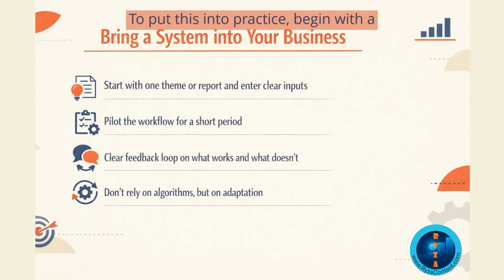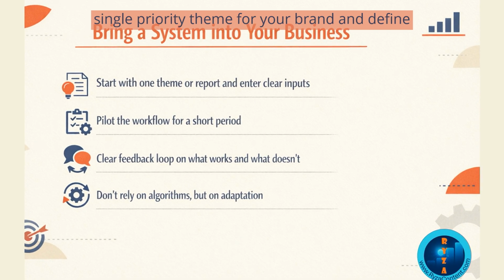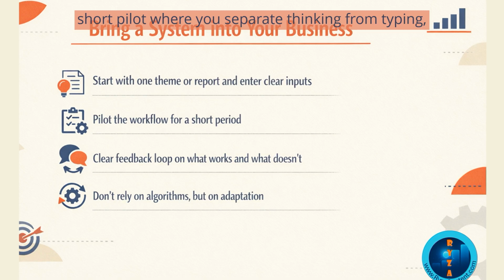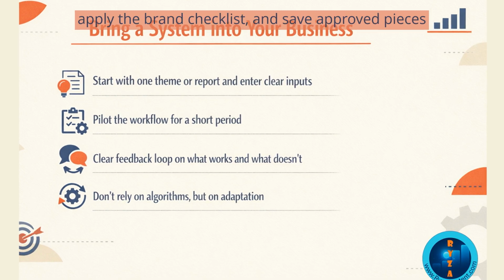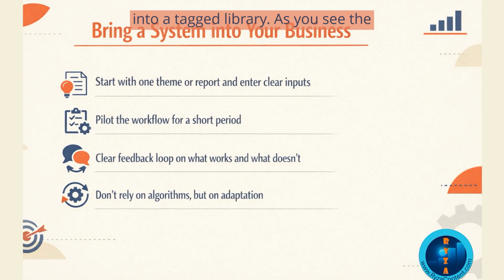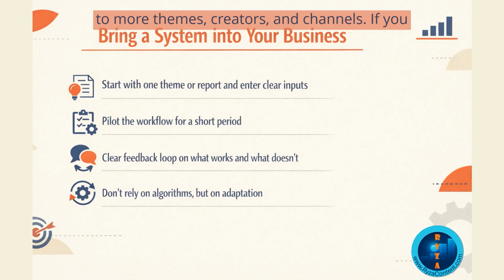To put this into practice, begin with a single priority theme for your brand and define its core goals, tensions, and proofs. Run a short pilot where you separate thinking from typing, apply the brand checklist, and save approved pieces into a tagged library. As you see the time to first draft drop, expand the approach to more themes, creators, and channels.